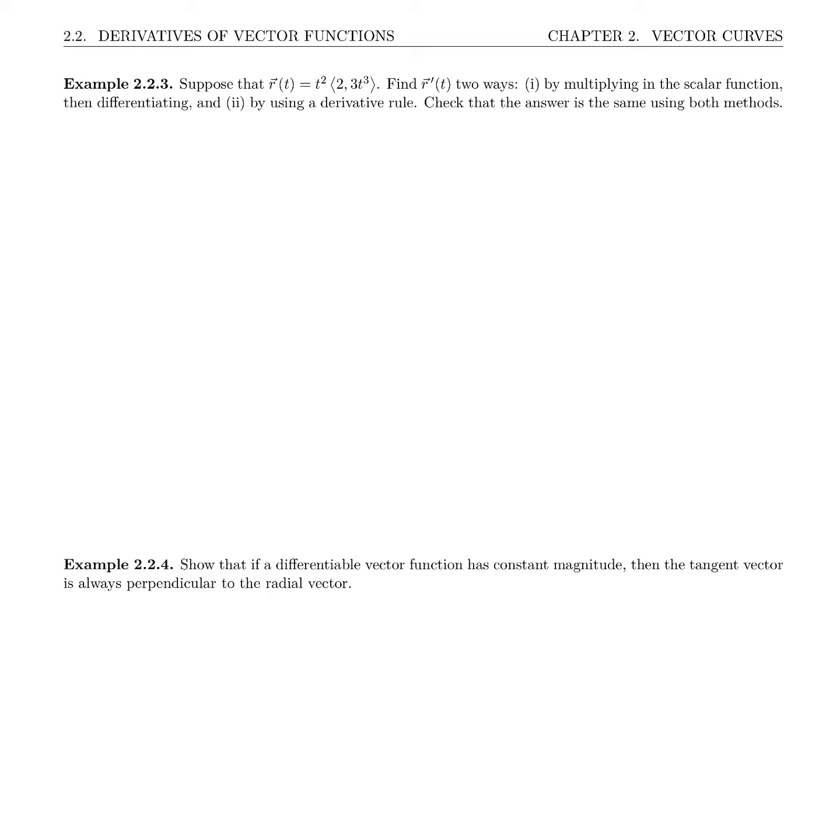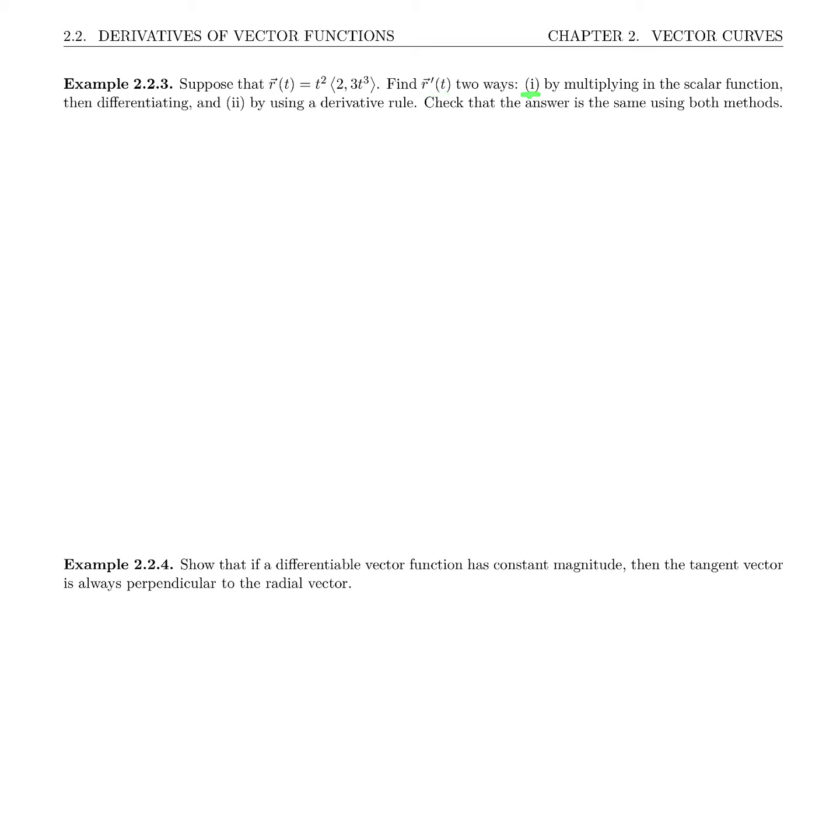We're going to finish off section 2.2 on the derivatives of vector functions with two examples, example 2.2.3 and example 2.2.4. So the first example says that if we're given a vector curve, which is t squared times the vector 2 and 3t, so this is an example of a scalar function outside of the vector function. We're asked to find r prime of t in two ways.